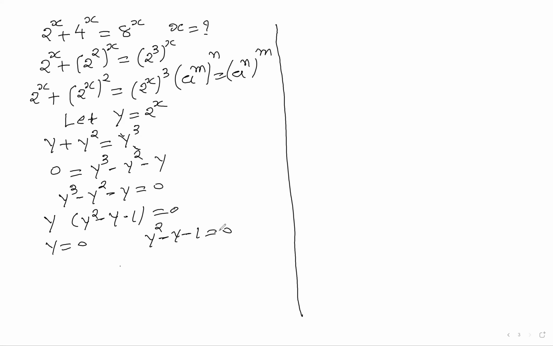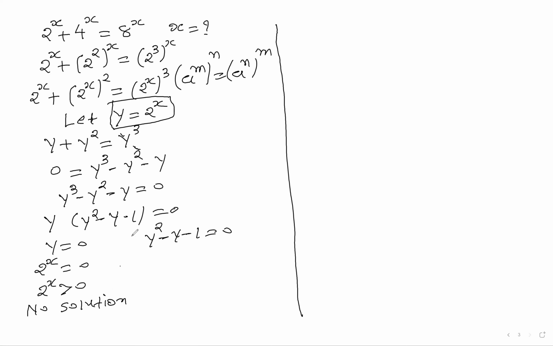Now, if I take my y equal to 0, my y value I had taken 2 power x, which I can replace back. So 2 power x equal to 0. But 2 power x is an exponential function, and that can never be 0. 2 power x is always greater than 0. So no solution for this one.